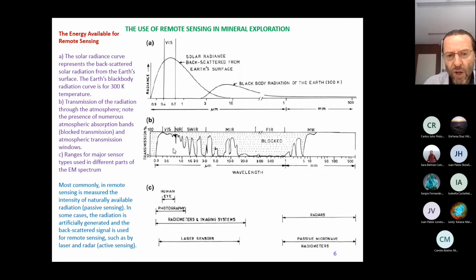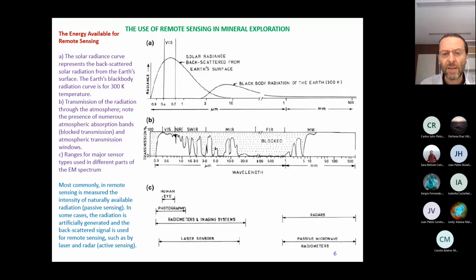And then if we look in B, we can see basically the transmission of the radiation through the atmosphere. We can see that we have bands where we have blocked transmission, and then we have other bands where the transmission proceeds. So the sensors take advantage of this.